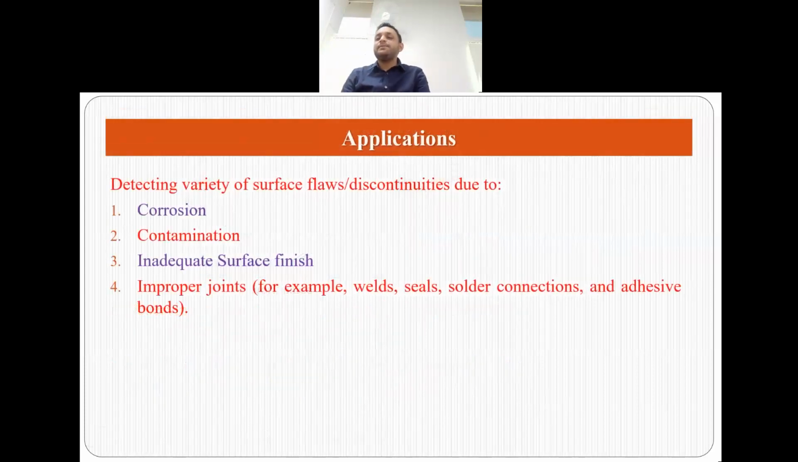Now let's talk about the applications. Why do we need to do visual inspection? Visual inspection helps us in detecting a variety of surface flaws and discontinuities. These surface flaws and discontinuities may be because of corrosion, because of contamination, because of inadequate surface finish, or because of improper joints, or it can be because of any other reason. What exactly is the reason? That comes with practice and experience.